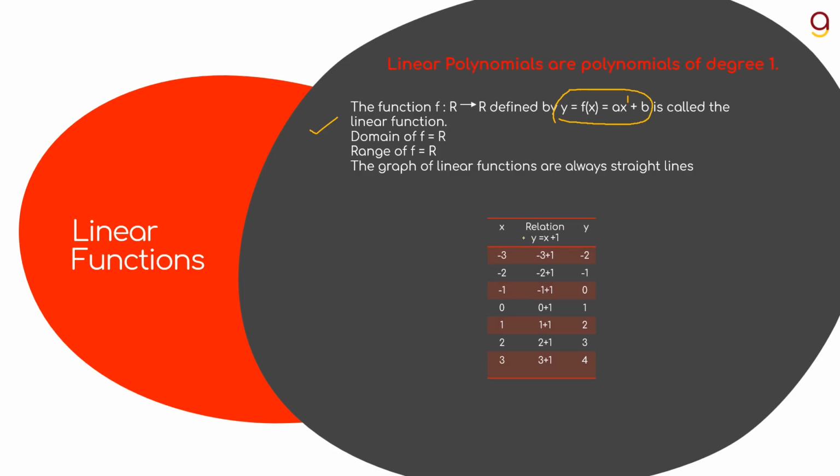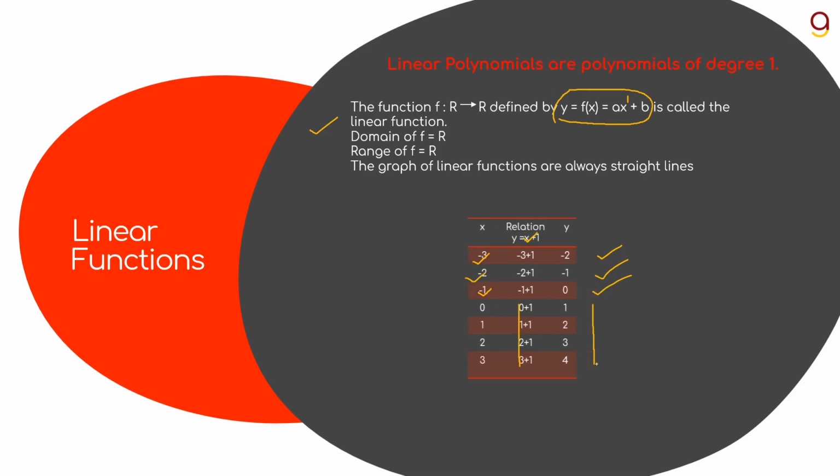Suppose I consider a function y is equal to x plus 1. Yes, f of x is equal to x plus 1. Now, if I substitute the value of x to be minus 3, what will be the value of y? Minus 3 plus 1, that's minus 2. If we take the x value to be minus 2, it will be minus 2 plus 1, minus 1. If we take the x value to be minus 1, it will be minus 1 plus 1, that's 0. Similarly, for 0, 1, 2, 3 as the x values, we get 1, 2, 3, 4 for the y values.